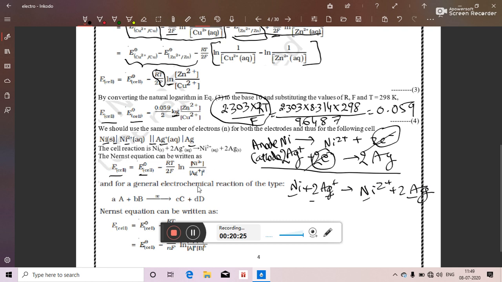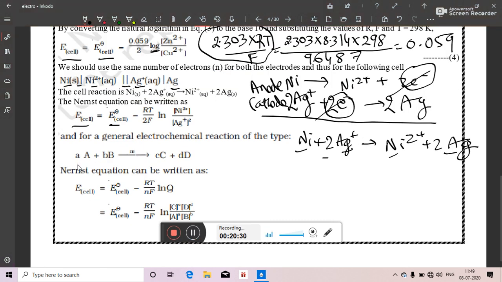Now for a general electrochemical reaction, in which the reactants are a moles of A plus b moles of B, and we are having n number of electrons, and the products are c moles of C plus d moles of D, the Nernst equation can be written as E cell equal to E naught cell minus RT upon nF natural log of Q, where Q is the ratio of concentration of products upon concentration of reactants.